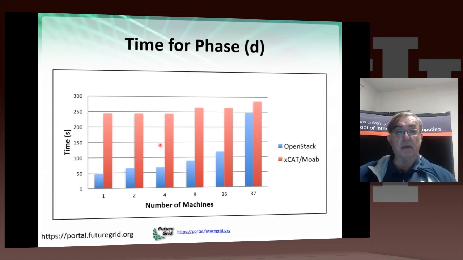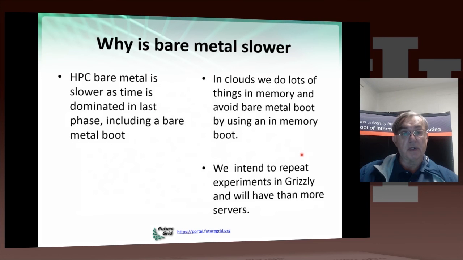And here's the final dynamic provisioning. You take it from the repository and you bring it down and put it on the nodes that are going to be used. We already pointed out, and we'll discuss in more detail, why HPC, the bare metal xCAT and Moab, is somewhat slower than the virtual machine. It's a rather trivial reason, described here. So why is the bare metal slower? You might have thought it was quicker, and that's just because we avoid bare metal boot in clouds because we use an in-memory boot, and the HPC nodes have to do a bare metal boot on all the nodes.